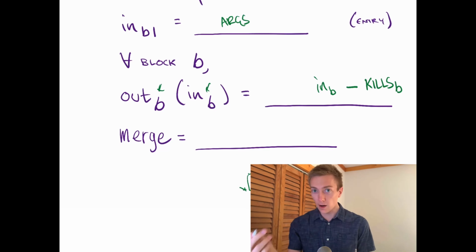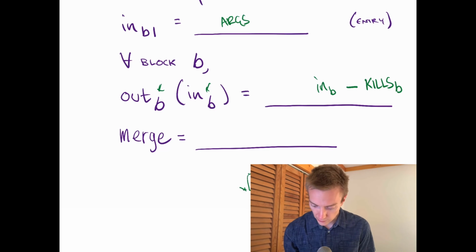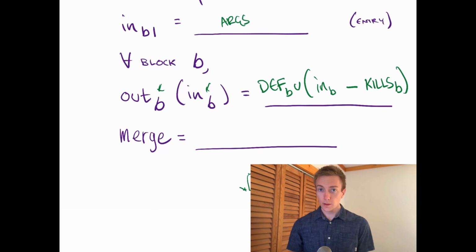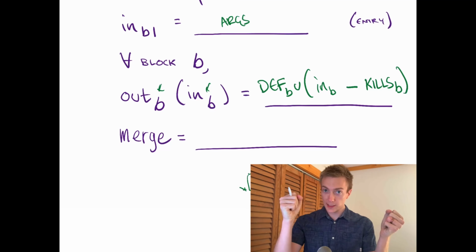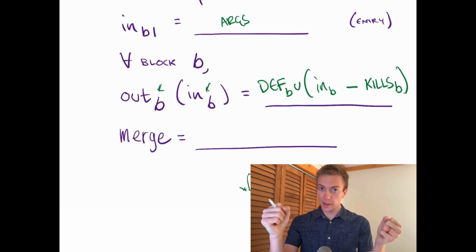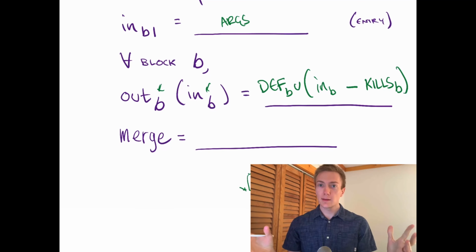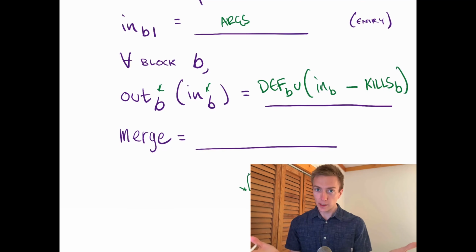But some new things are reaching the end of the basic block, which are the definitions of this block. So if we take the union of the definitions of this block and the difference between the things that were defined at the beginning and the things that were killed by this block, that should be the reaching definitions at the end of the block.